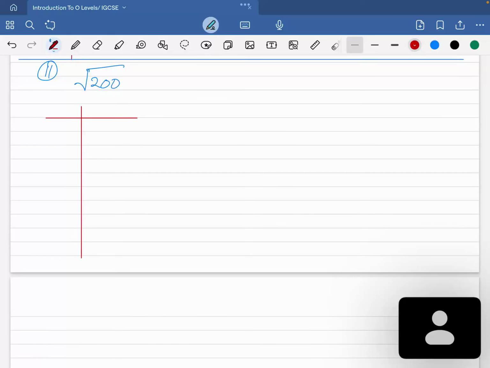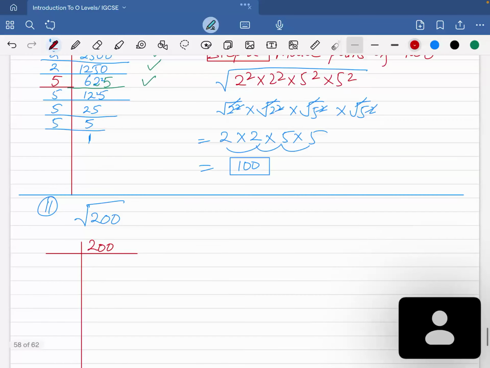Should I use table 2? Should I use table 4? Can I use table 4? No. I cannot write table 4 because 4 is not a prime number and this is prime factorization.